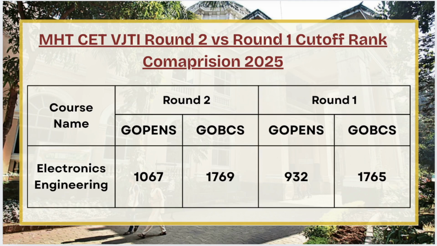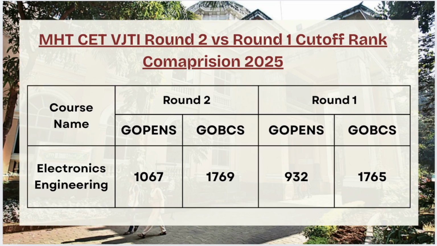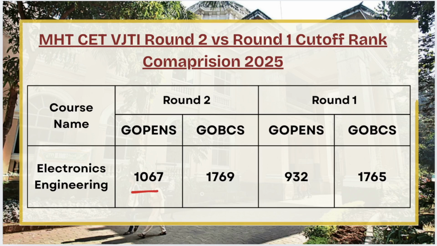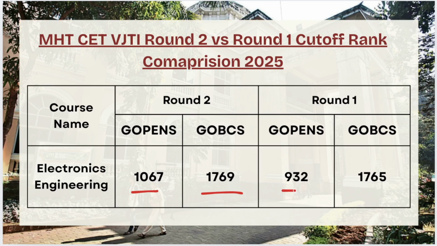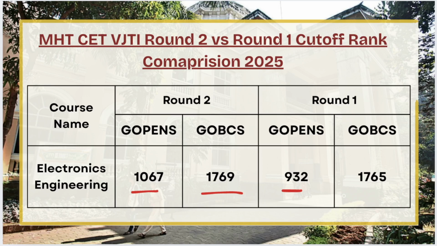Next in the list we have Electronics Engineering. As you can see on screen, for G Open category the Round 2 cutoff rank was 1067, whereas for Round 1 the cutoff rank was 932. Again there is a change in the cutoff, and the cutoff has increased by almost 135 points.